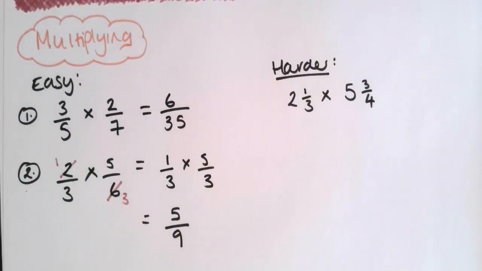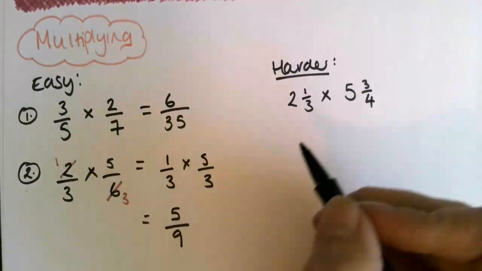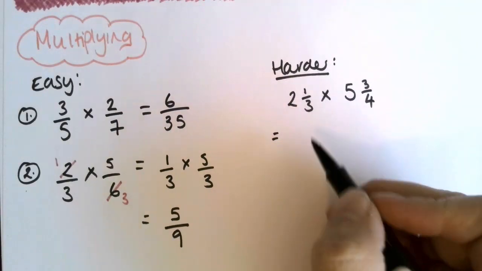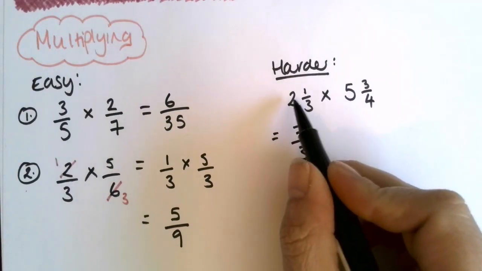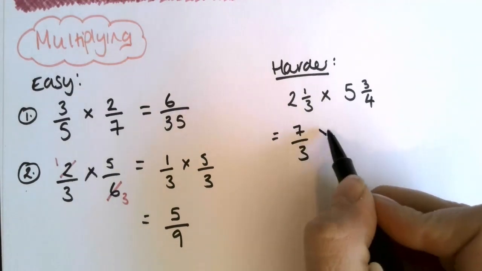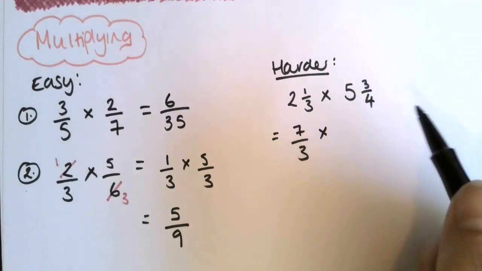Right, slightly harder then. We've got 2 1/3 multiplied by 5 and 3/4. So you absolutely must change these into top-heavy fractions first of all, so that's going to be our first step. So 2 1/3 is 7/3 altogether. We've got 6/3 within the 2, plus this one gives us our 7. That's being multiplied by 5 3/4.